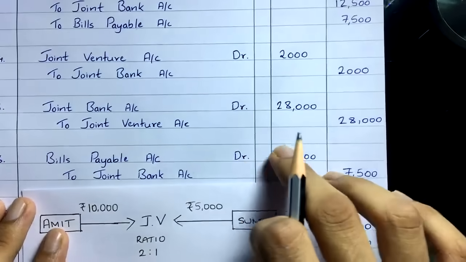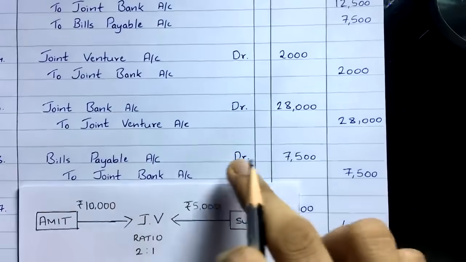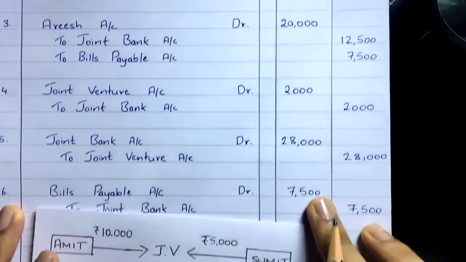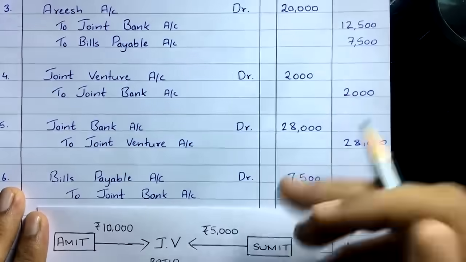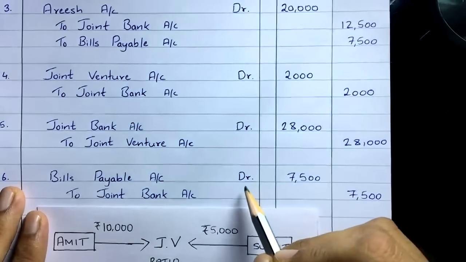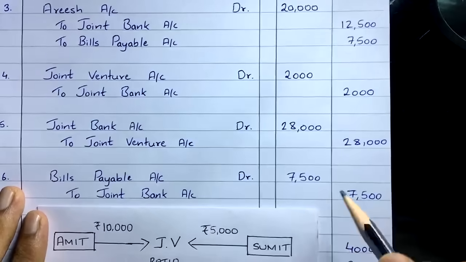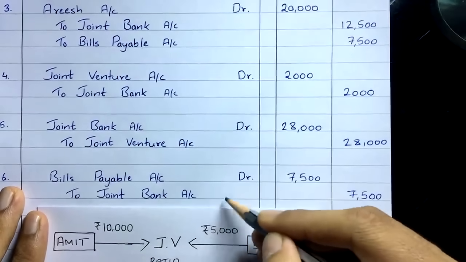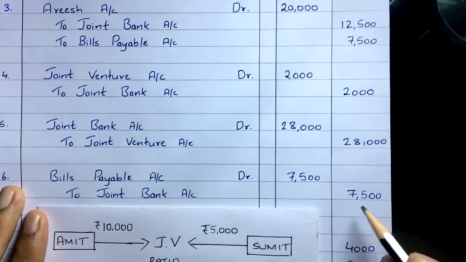Bills payable account debit 7,500. Here the liability was created, here the liability is being exhausted, it is being paid. So when liability decreases, you have to debit. Bills payable account debit 7,500, and then the payment is made from joint bank account, so bank account is decreasing, asset is decreasing, so you have to credit 7,500.